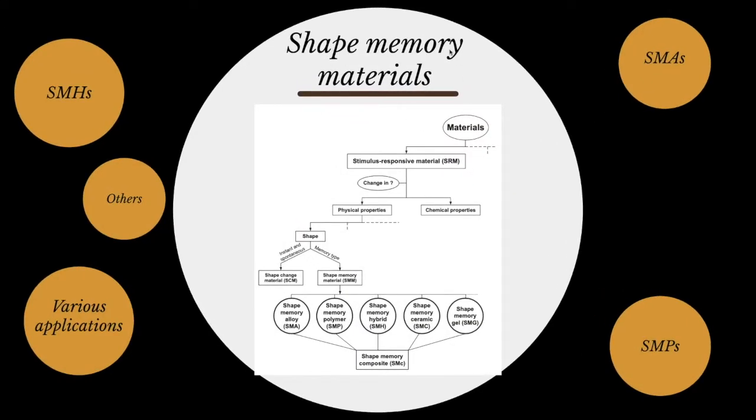So if you see the shape memory materials, from the materials you have the so-called stimuli, right? It can change the materials in either physical property or chemical property, but most of the shape memory materials we discussed in the early class are for the physical property, so it will change the shape.